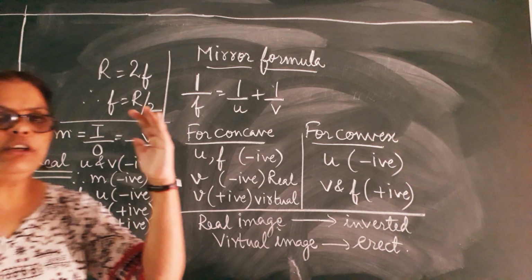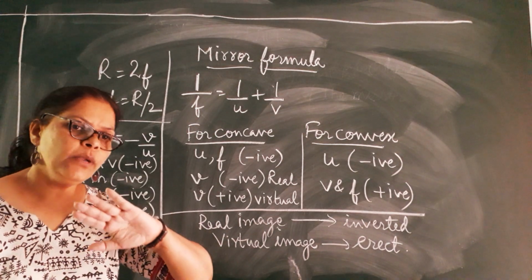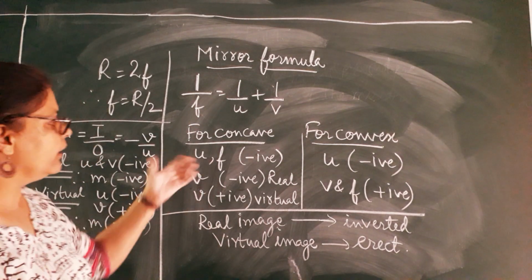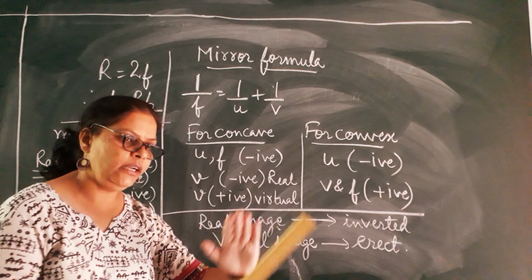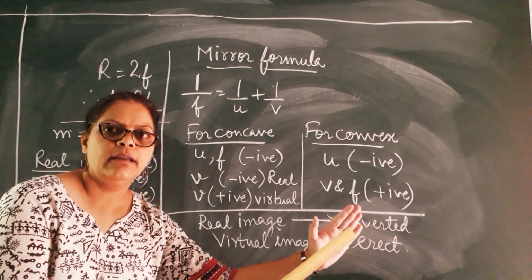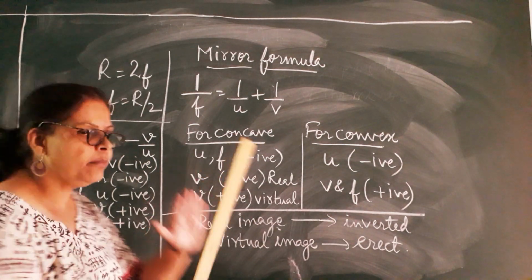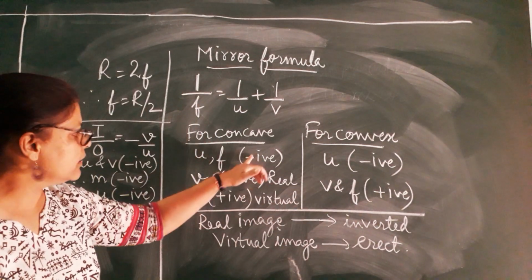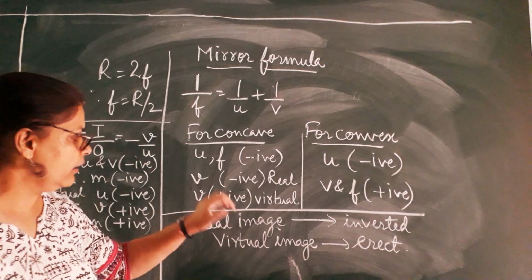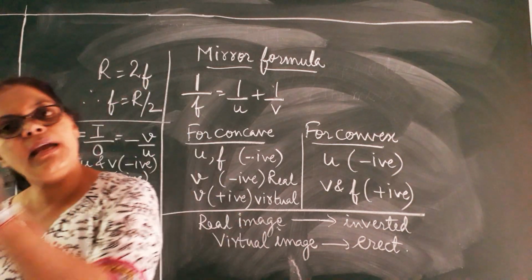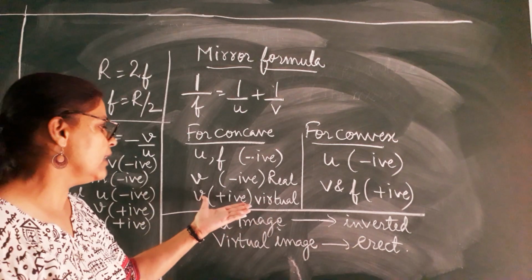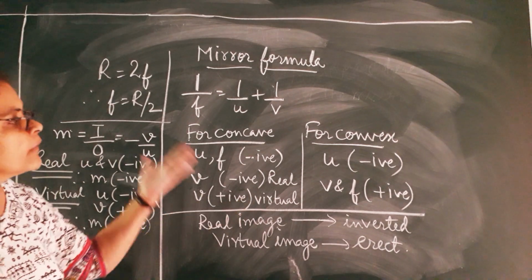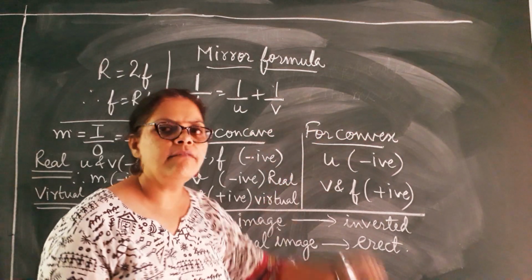You know, because when we draw the diagram, u and f are on the side which is the reflecting side. In case of a real image also, the image is formed on the reflecting side. So you can see the similarity, it is negative. While in case of a virtual image, the image is formed behind, so that is why it is taken as positive. Ready? Now we go to the convex.